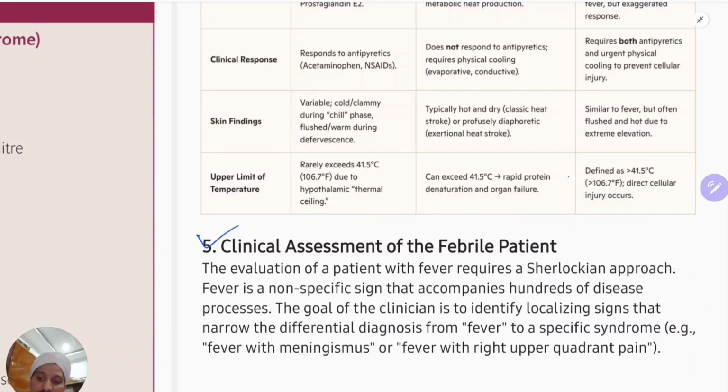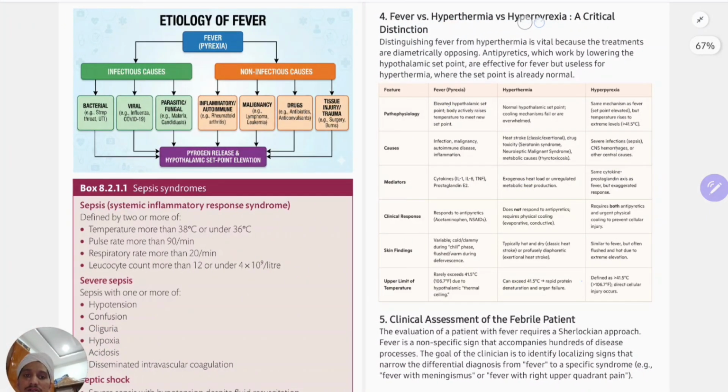Based upon findings, you will narrow your diagnosis. Then investigations will be according to those findings. Then the cause will be found out, and then you treat according to the cause. That's how the Sherlockian approach works. Fever is a non-specific sign that accompanies hundreds of disease processes. The goal of the clinician is to identify localizing signs that narrow the differential diagnosis from fever to a specific syndrome, like fever with meningismus or fever with right upper quadrant pain. So this is the Sherlockian approach: based upon fever with findings, you will narrow your diagnosis.